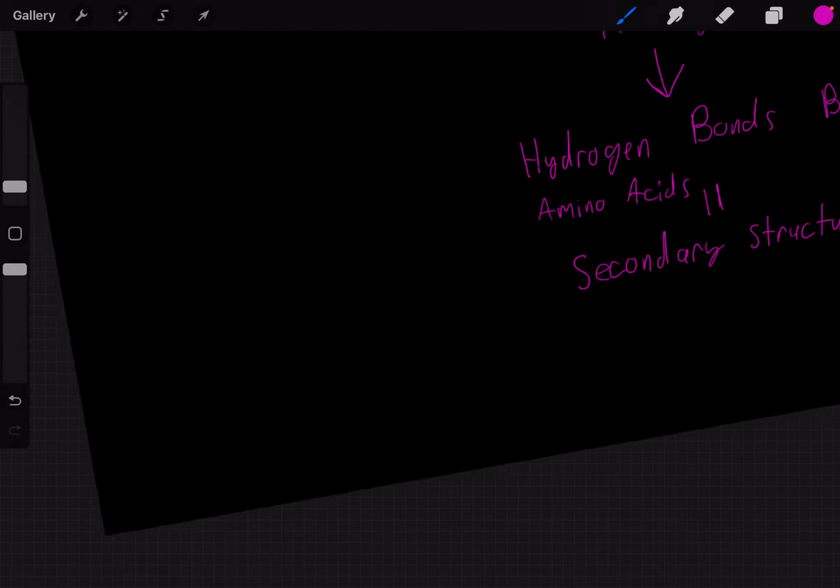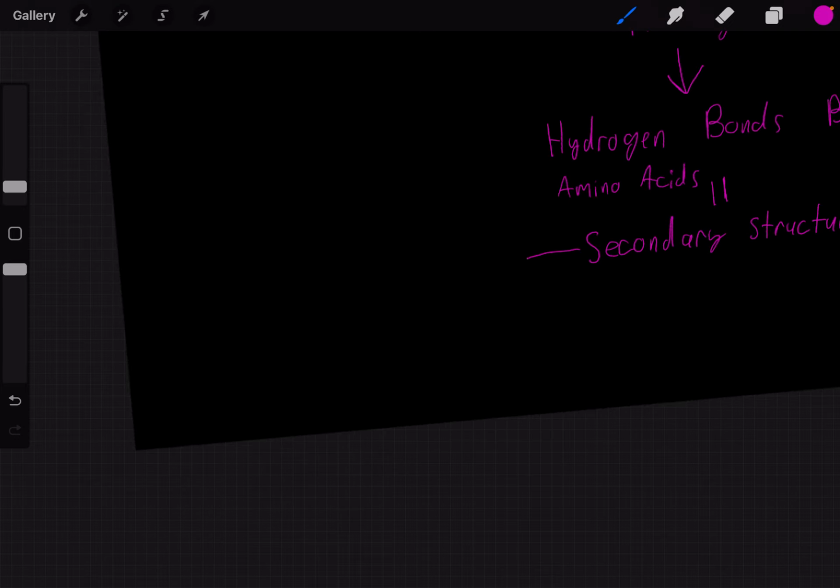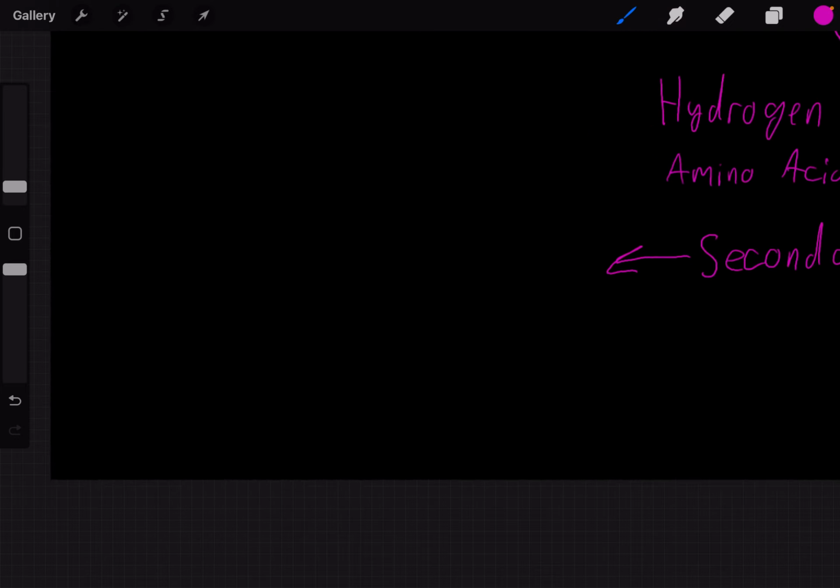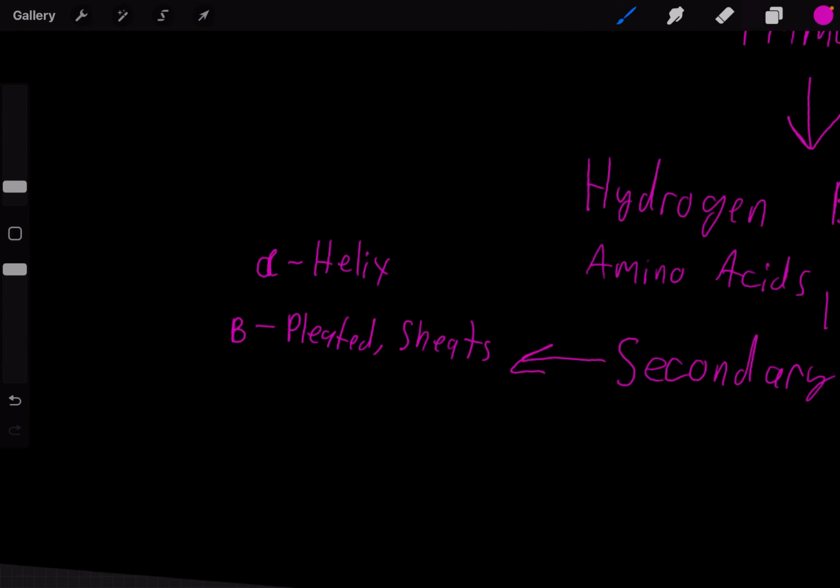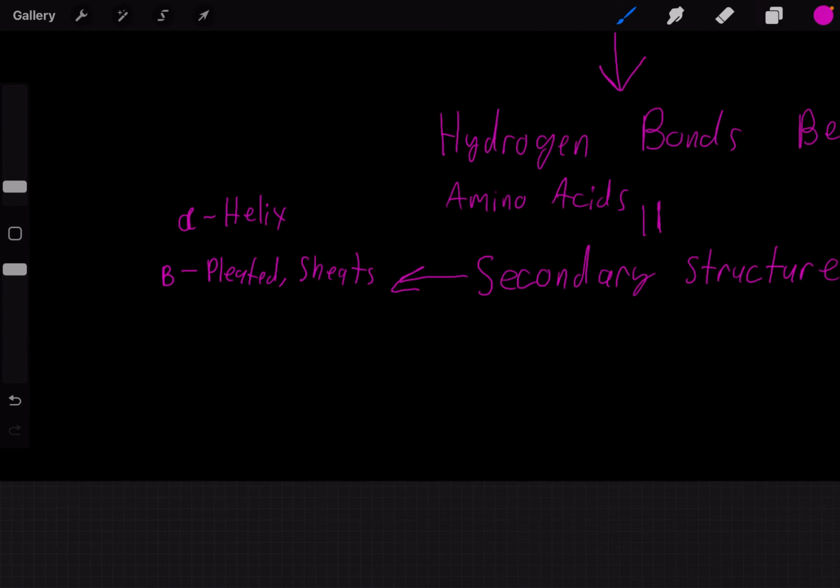And the two types of secondary structure are alpha helix and beta pleated sheets. Those are the only two types that secondary structure creates, alpha helix and beta pleated sheets, using hydrogen bonds between the amino acids.